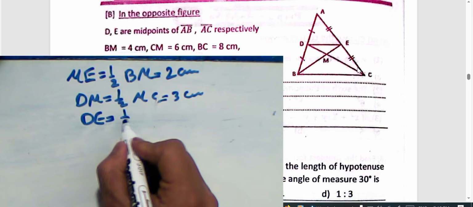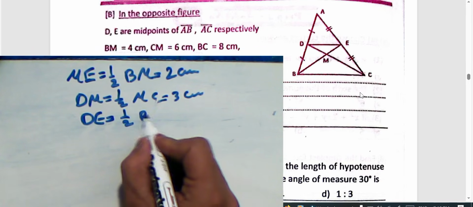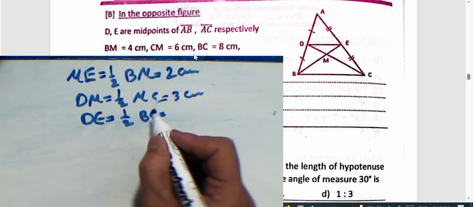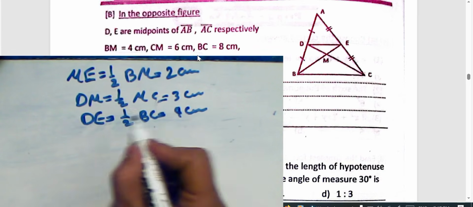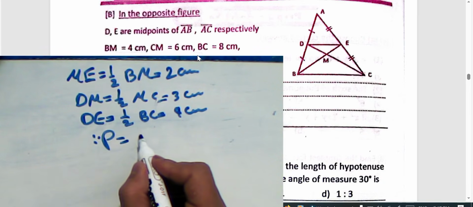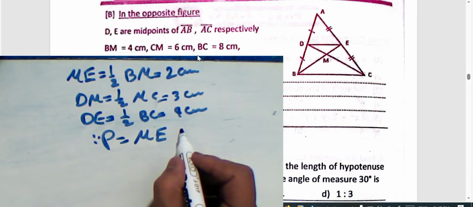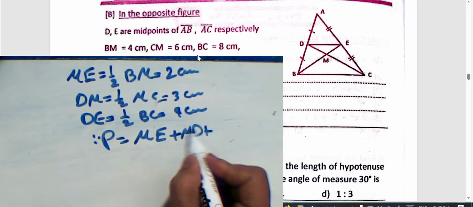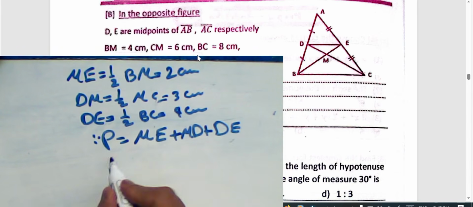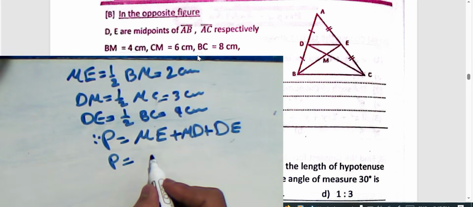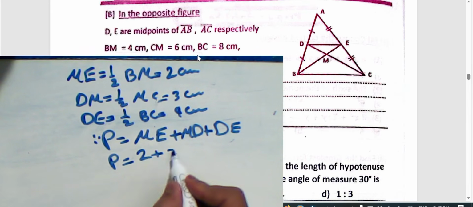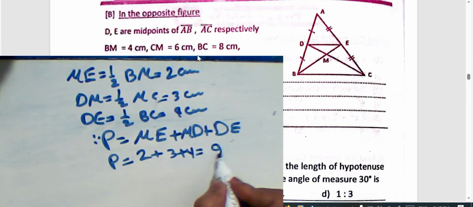Then DE is half of BC. BC is 4 centimeters, so DE is 2. The perimeter is the sum of all sides of this triangle: ME plus MD plus DE. We have 2 plus 3 plus 4 equals 9 centimeters. Then the perimeter of the small triangle DME will be 9 centimeters.